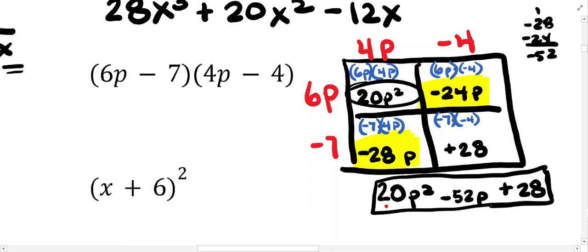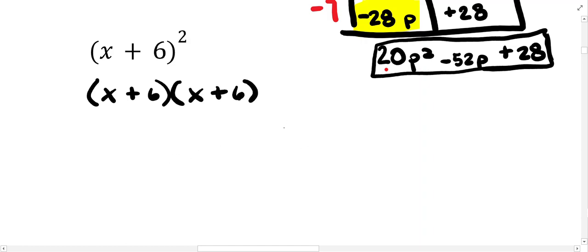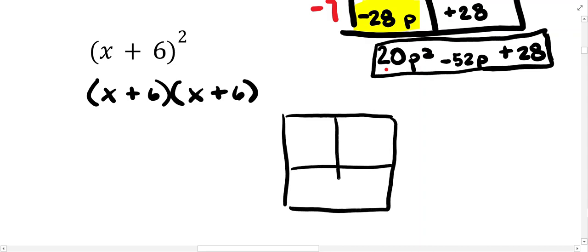I know it seems like a lot of work, but all right, x plus 6 squared. Once again, I hope you remember that this is x plus 6 times x plus 6. Building your grid, being careful, this one's going to be x times x. This one's going to be x times 6. This will be 6 times x and 6 times 6.